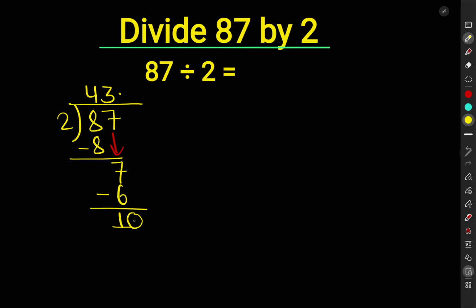So now it became 10. So 2 times 5 is 10. On subtracting we get 0. So 87 divided by 2, we got 43 decimal 5.